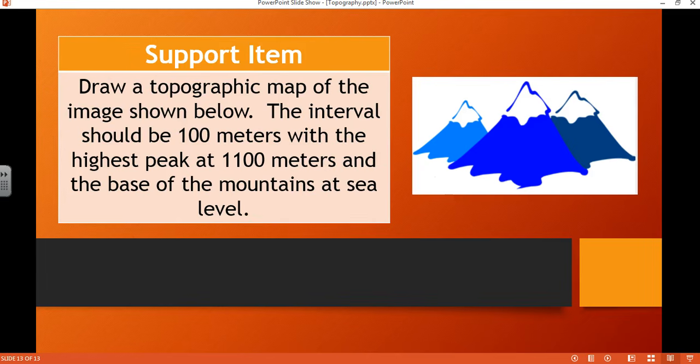Don't forget your support item, which is to draw a topographic map of the image shown here. We have 3 hilltops of different elevation. Your interval should be 100 meters, and the highest peak should be 1,100 meters, and the base of the mountains are at sea level, which is 0 meters. So see what you can do with that support item, and don't worry, we're going to get lots of in-class practice interpreting topographic maps. I'm out.